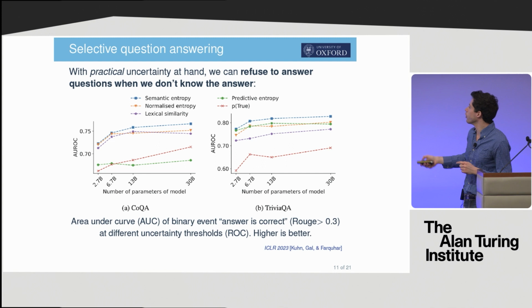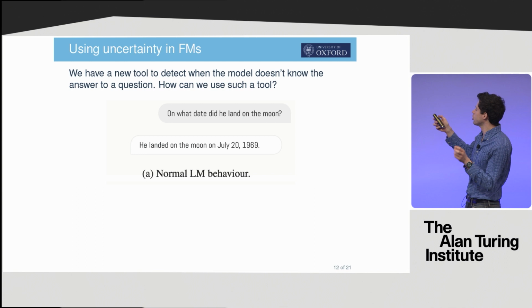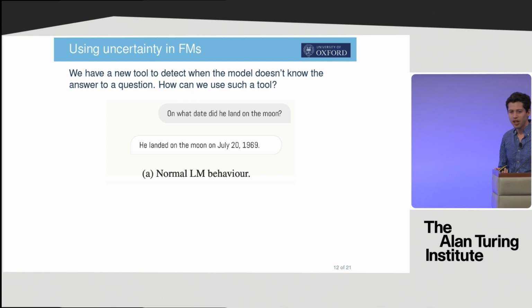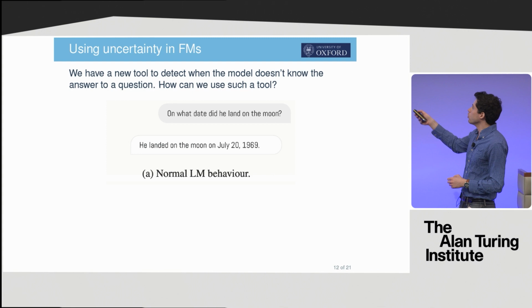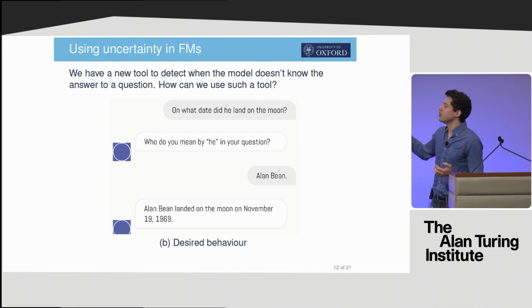You ask ChatGPT, on what date did he land on the moon? If you notice, there's some really interesting peculiarity about this question, which is you shouldn't be able to answer it. There's missing information over here. Yet the model, ChatGPT, very happily tells us he landed on the moon in 1969. What I would want the model to do is to ask, who do you mean by he in your question? And then you can clarify, actually, I'm talking about Alan Bean, and then the answer should be 1969.